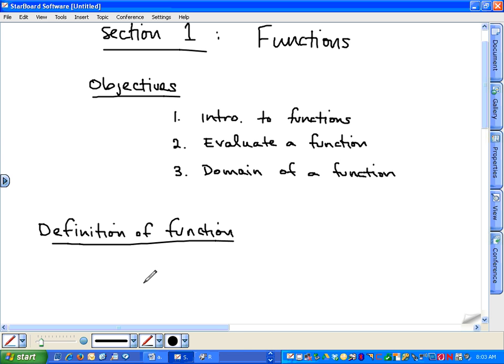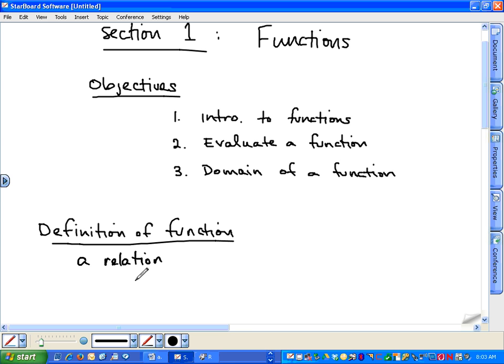It has something to do with inputs and outputs. Something like that, right? For each input, there's exactly one output. So that we can write that down. That's not the actual definition the book has, but let's write that down. A function, so it's a relation.